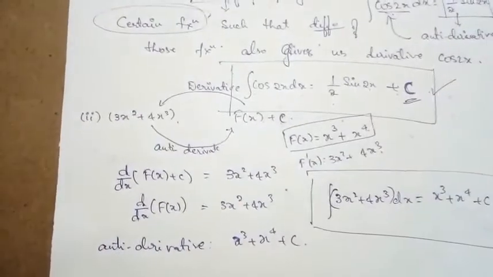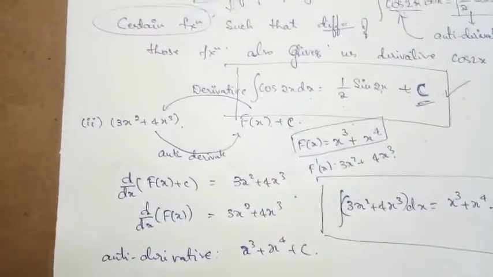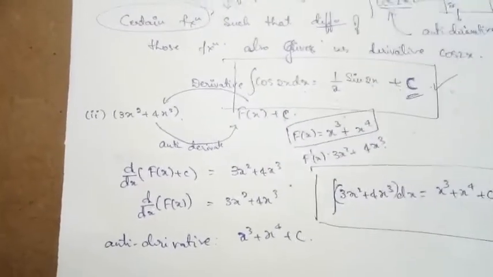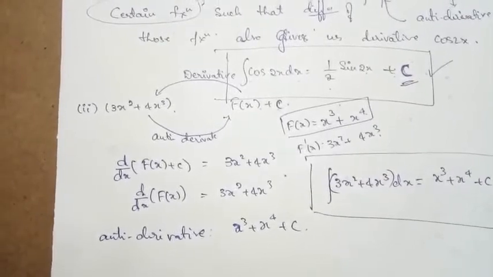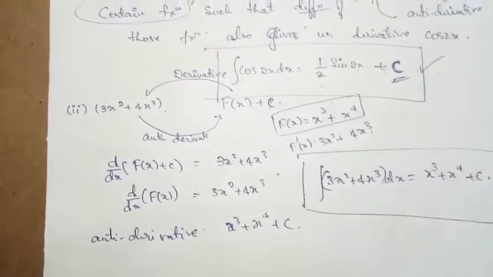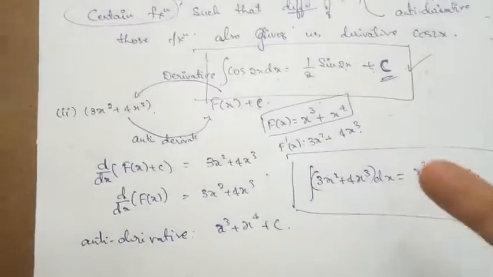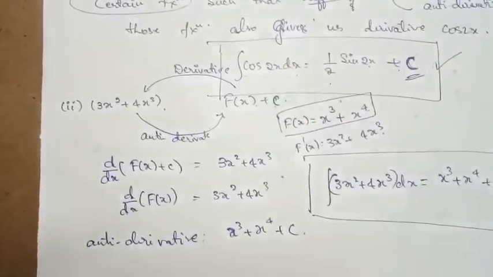There will be no question in your examination like this that we are going to find out. I am just explaining how the process of finding an antiderivative and the derivative are interconnected to each other, and how the process goes. To understand that, I am solving some random examples to get the concept.